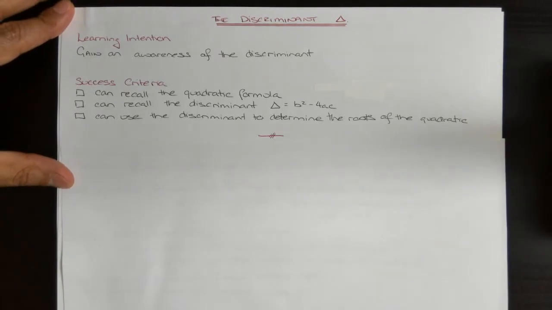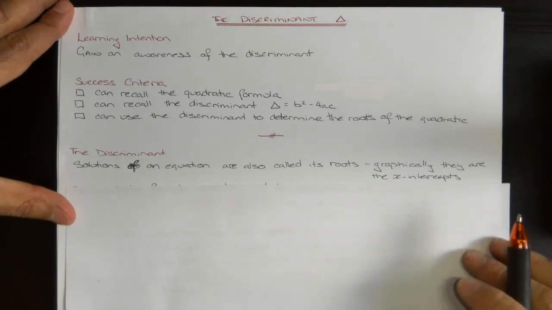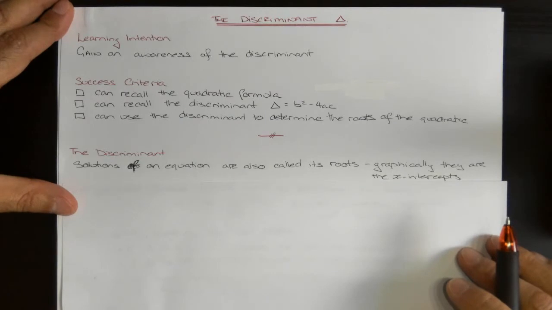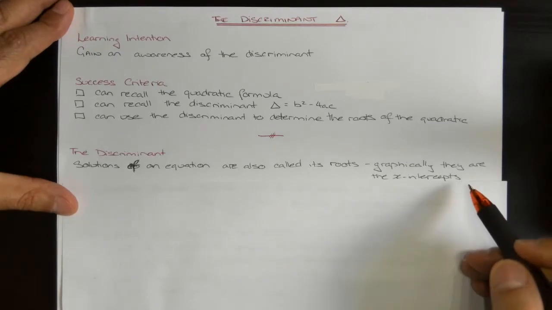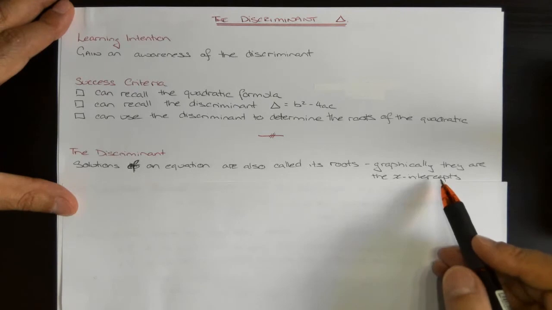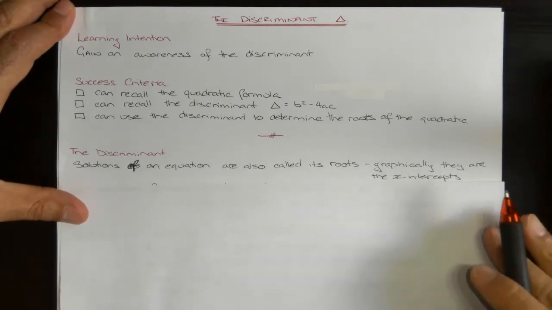Okay, so for example, here's some important information. These are the solutions of a quadratic equation, and they are also called its roots. So if we were to do it graphically, we're looking at the x-intercepts. Algebraically, they're called roots. Graphically, they'll represent the x-intercepts of the quadratic.